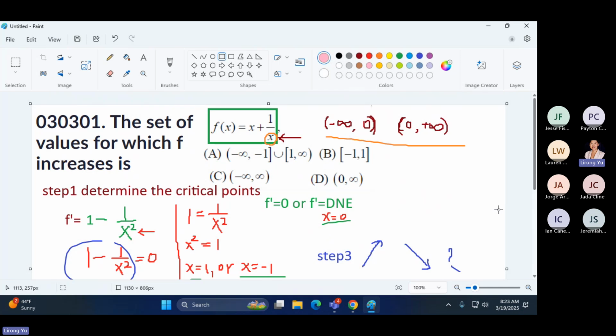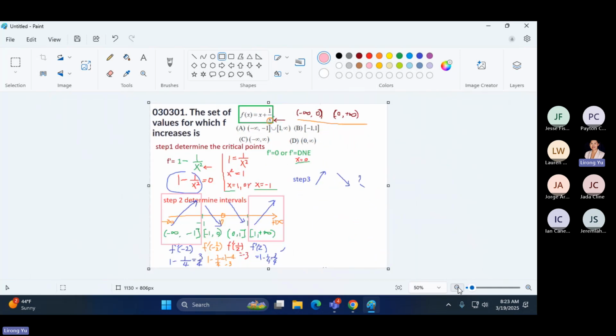If you answered it wrong the first time, I hope that you can review all the steps and have a correct answer. Let me try to make it smaller so that we see the whole picture.